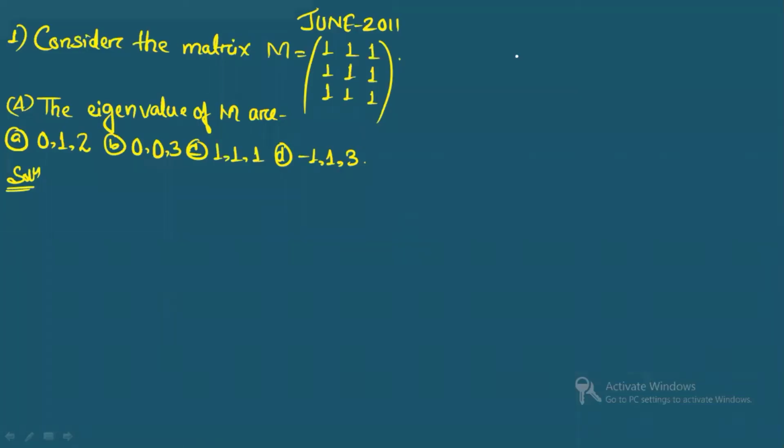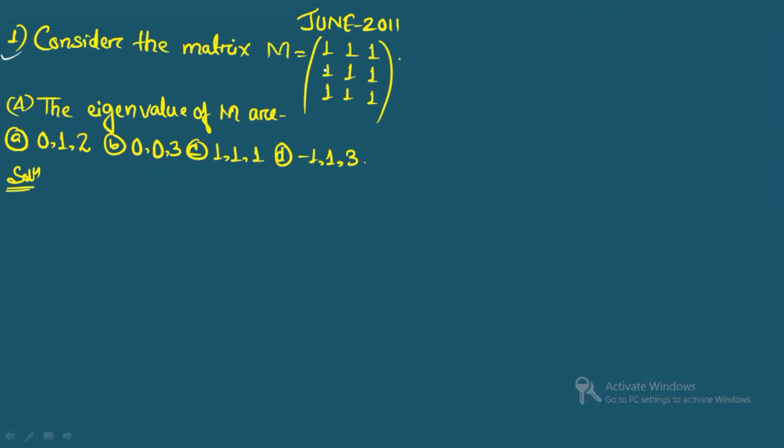Hey guys, in this video we will discuss the questions of CSIR NET examinations, and as in previous videos, we are talking only about the questions of matrices, so we will discuss the questions of matrices in this video as well. So let's start with the first question, which is from June 2011. So what does the question say here?